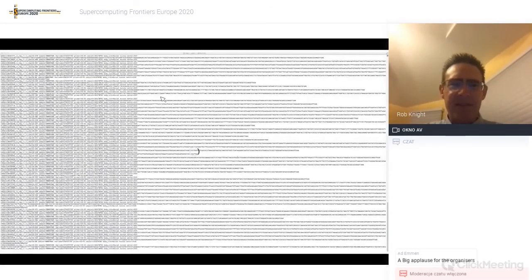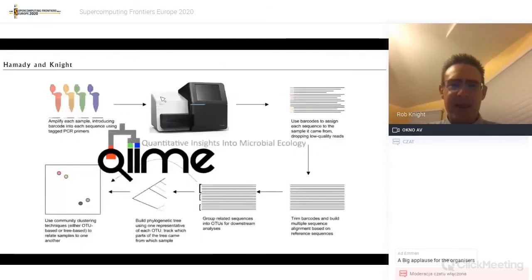And so our pipeline for doing this is what became QIIME, Quantitative Insights into Microbial Ecology, where essentially we amplify many samples, we sequence them together, we use barcodes to figure out what sample each DNA sequence came from, and then we group them together, we build phylogenetic trees, and we cluster them at the whole community level, as well as other kinds of visualization analyses. So when we applied these tools to the HMP, we got this very clear map.